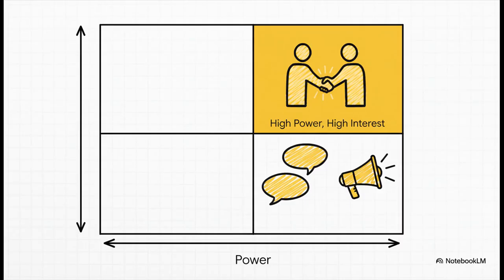Okay, let's start in that top right corner. High power, high interest. These are your promoters. Think the project sponsor, the main client, the product owner. These people can make or break your project, and they care deeply about how it turns out. Your strategy is simple: manage them closely. They need frequent, detailed communication. They're your most important allies.